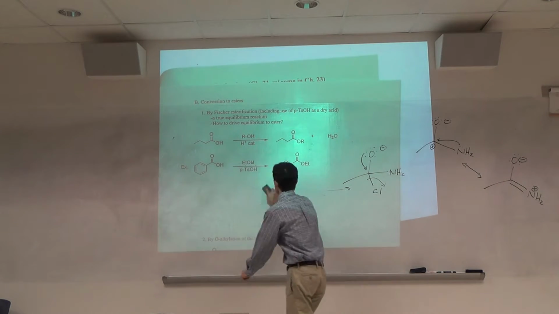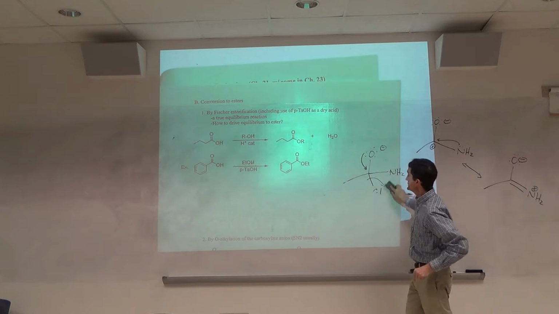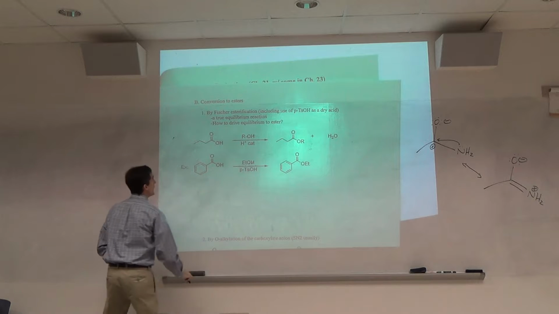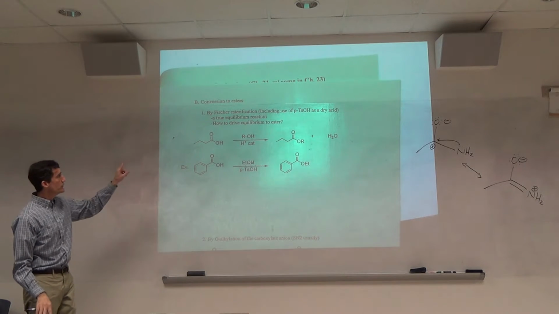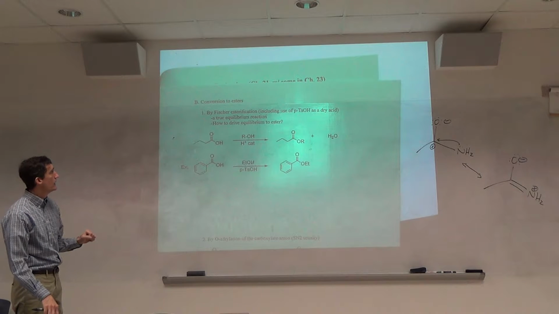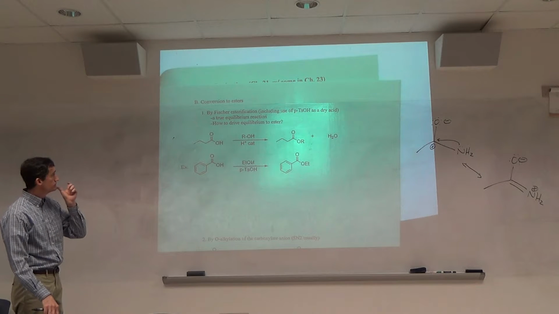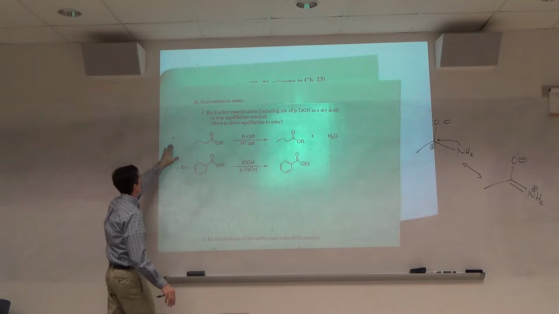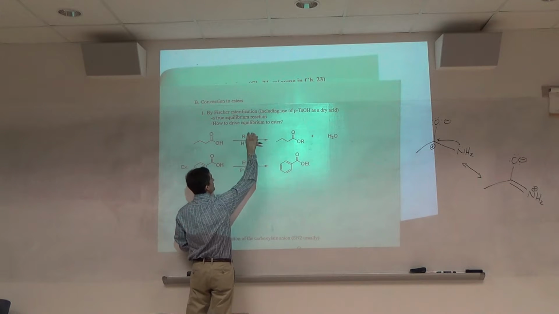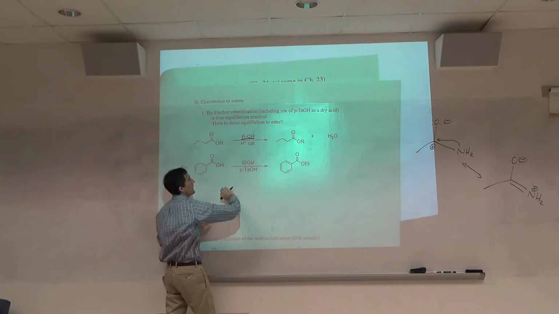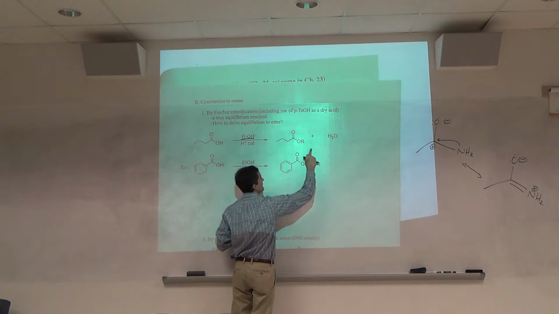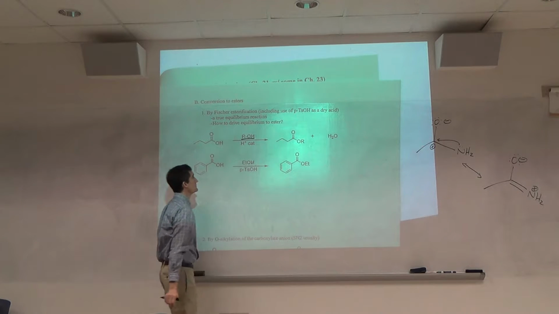Okay, carboxylic acid reactions. Conversion to esters. The most common way is to do a Fischer esterification, spelled with a C. Take a carboxylic acid, treat it with an alcohol and an acid catalyst, and you can get the ester plus water.